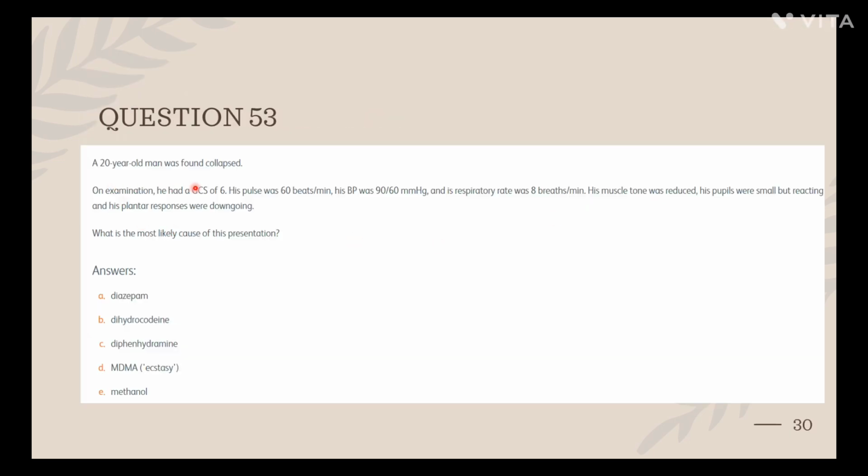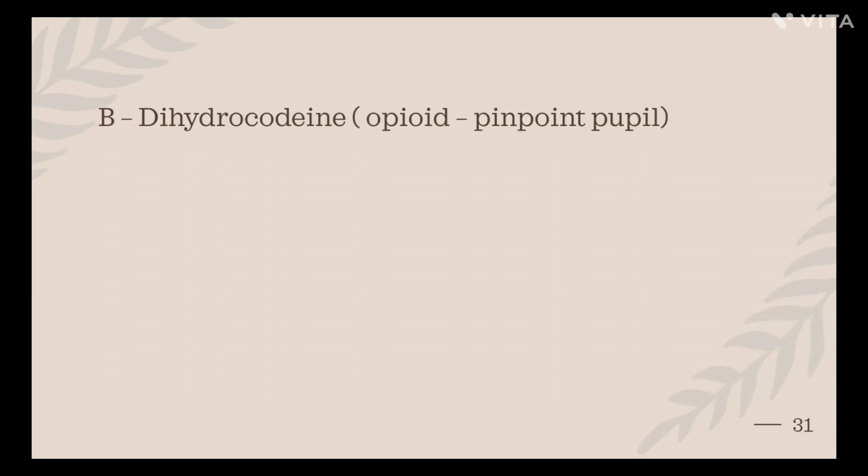Next question, a 20-year-old man was found collapsed. On examination, he had a GCS of 6. His pulse was 60 beats per minute, his BP was 90 over 60, and his respiratory rate was 8 breaths per minute. His muscle tone was reduced, pupil was small but reacting, and his plantar responses were downgoing. What is the most likely cause of his presentation? So you see, he had a low GCS, bradycardia, hypotension, respiratory depression, muscle tone reduced, pupil small. So pinpoint pupil with respiratory depression, low BP, low pulse. What is the likely cause? It's opioid poisoning, right? Dihydrocodeine, opioid toxicity.